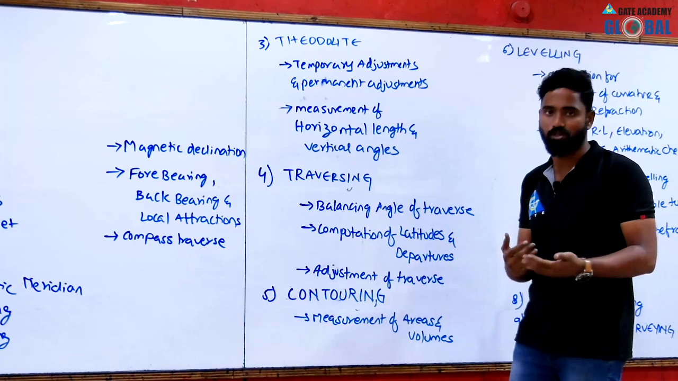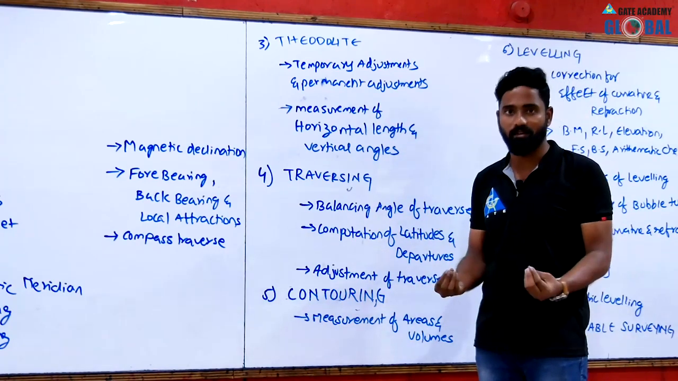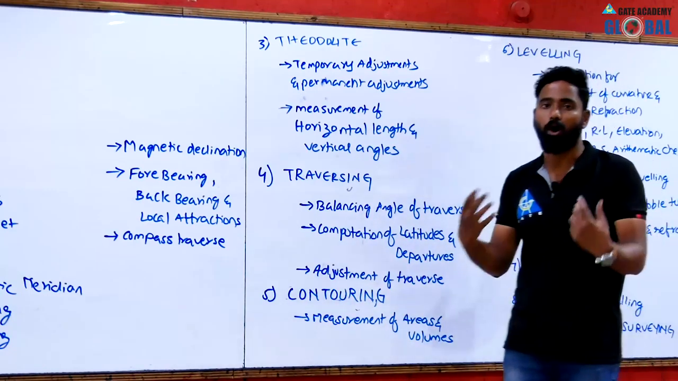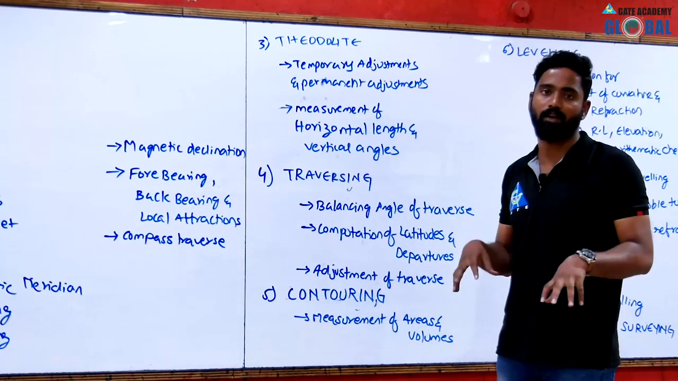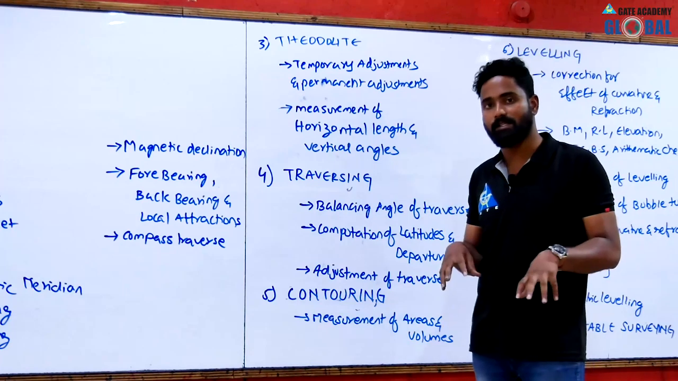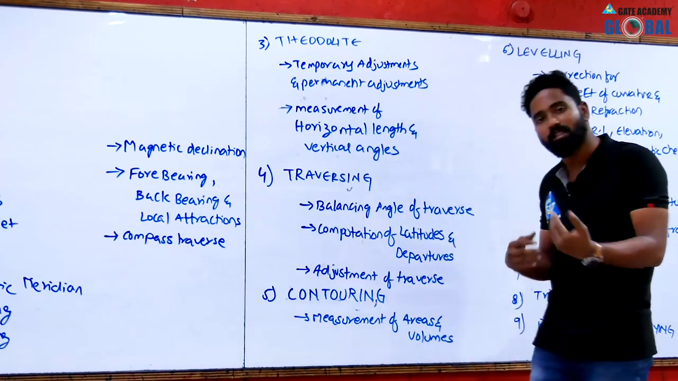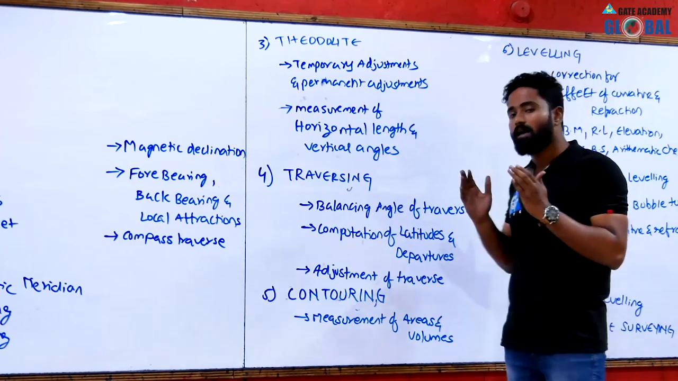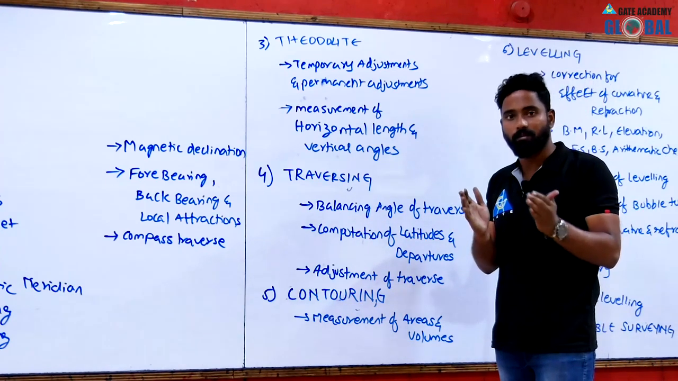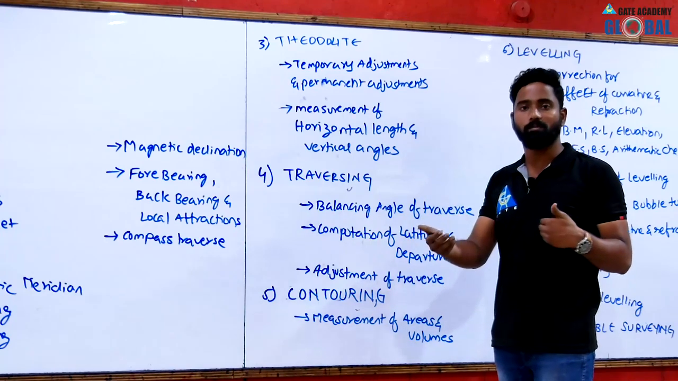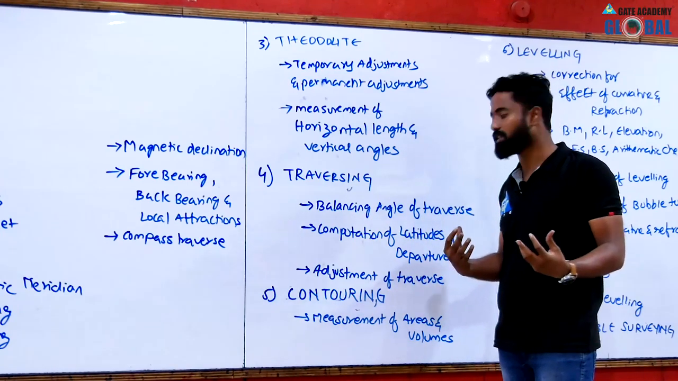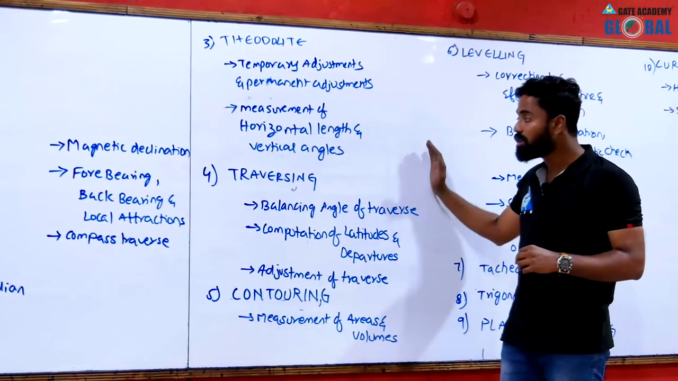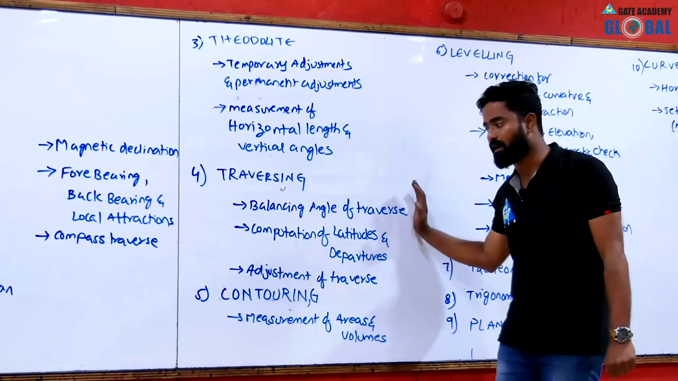If it is not zero, how are you going to compensate the error? That is the adjustment of traverse, done by using the Bowditch method, and there is a graphical method also, and a transit method also. Based upon the precision of linear measurement and angular measurement, the Bowditch method, transit method or graphical method is used for adjustment of the traverse. All these things will be discussed in traversing.